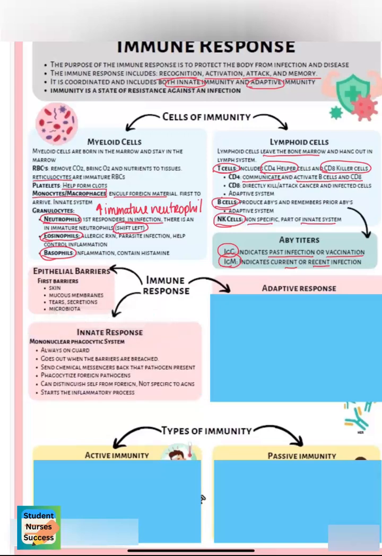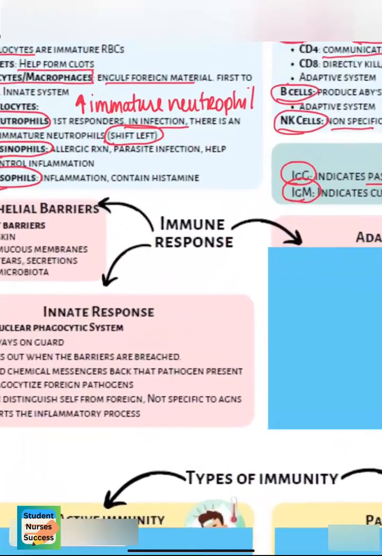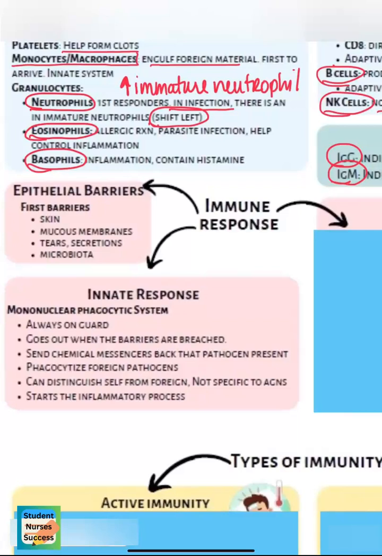The next step in the immune response is the activation of the innate response. The innate response is nonspecific, meaning it'll go after everything, whether it has seen it before and has memory of it or not. We call this the mononuclear phagocytic system. It is always on guard. It is always circulating through the body. It goes out additionally if barriers are breached and pathogens gain access to the body.